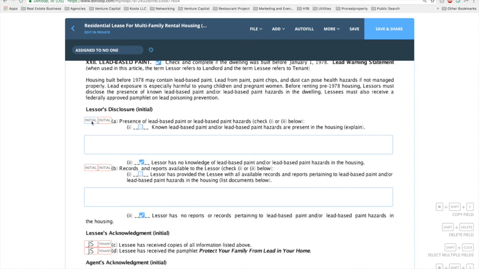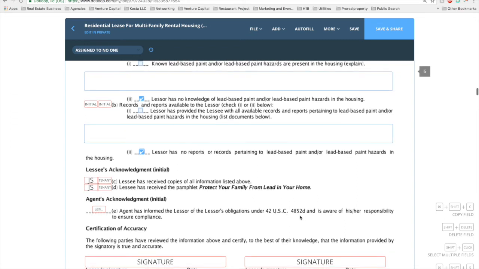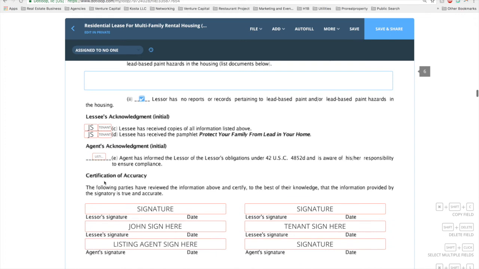Then initials, both lessor and lessee or landlord and tenant will be initialing here. Acknowledgement. So here is lessee acknowledgement and also agent acknowledgement. So agent need to initial here as well. Agent has informed the lessor of a lessor's obligations under 42 U.S.C. 4852d and is aware of his or her responsibility to ensure compliance. Certification of accuracy. The following parties have reviewed the information above and certified to the best of their knowledge that the information provided by the signatory is true and accurate.